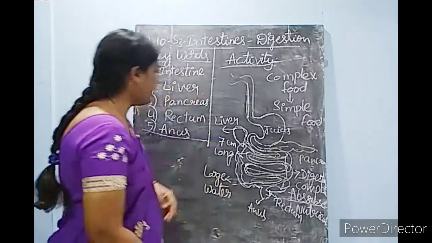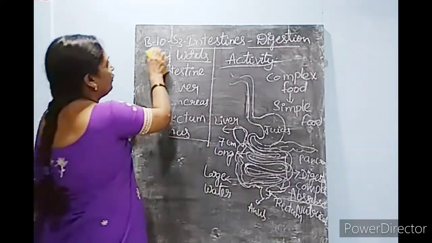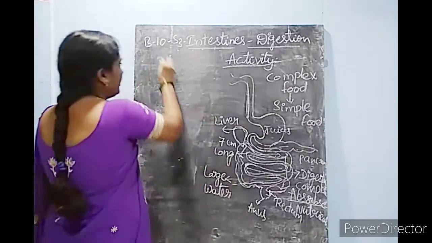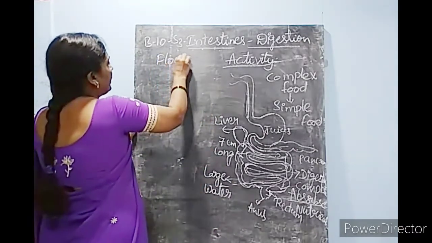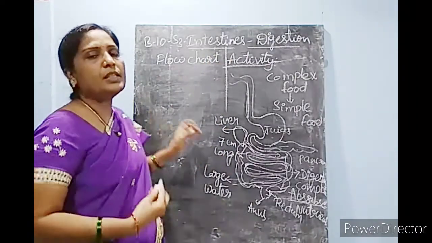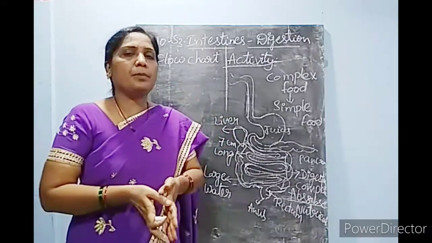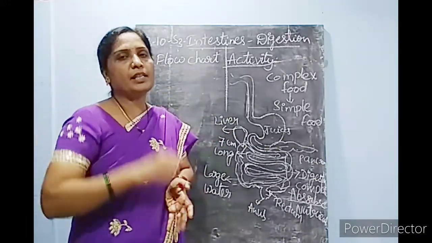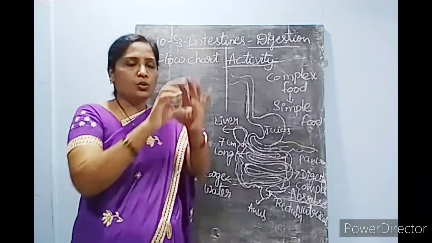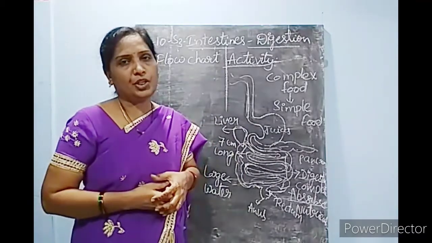And now finally we'll see the flow chart of the digestive system. Flow chart means it gives an idea. When a process is taking place, which step comes after which step, the flow chart will explain to us. Instead of drawing the diagrams, you can just give the information in a box.